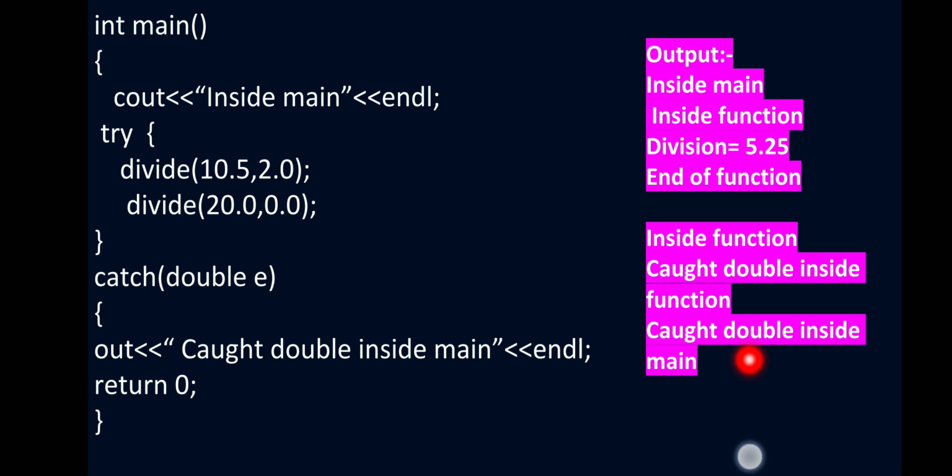In rethrowing an exception, the main point is that once the catch block catches the exception, it can handle the exception or it can throw the exception depending on the situation. When the catch block is throwing an exception, there should be another catch block to catch the rethrown exception.